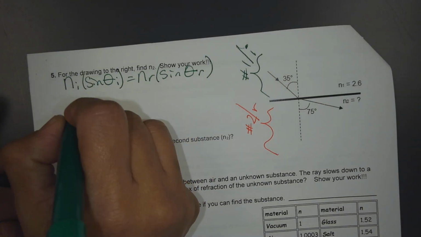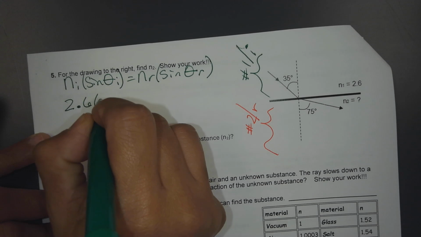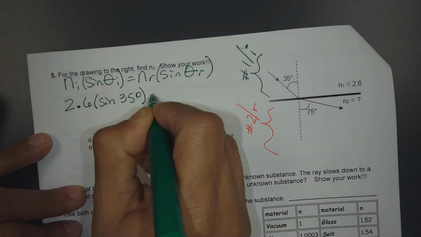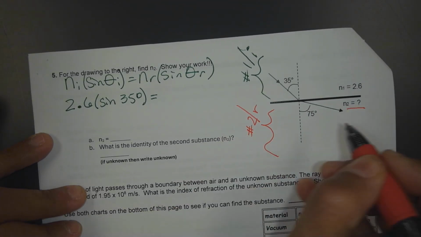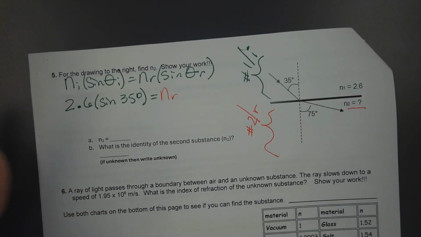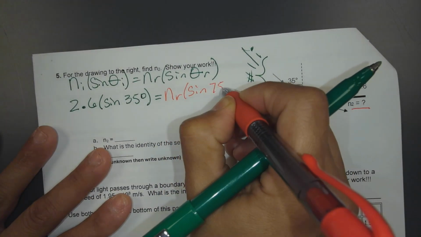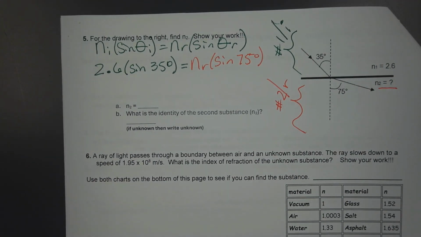For this situation, this is part 1 and this is part 2. So this would be 2.6 multiplied by the sine of 35 degrees equals Nr or N2, whatever you want to call it, multiplied by the sine of 75 degrees. Obviously, we want to figure out what this N number is.